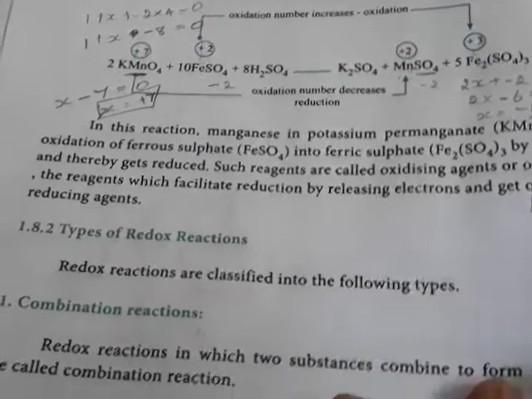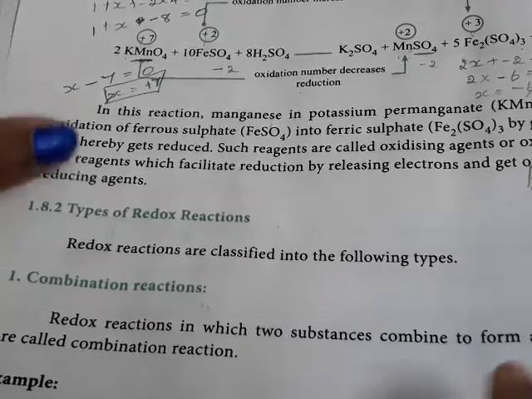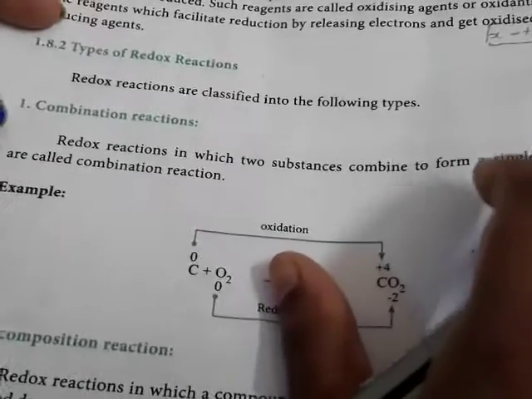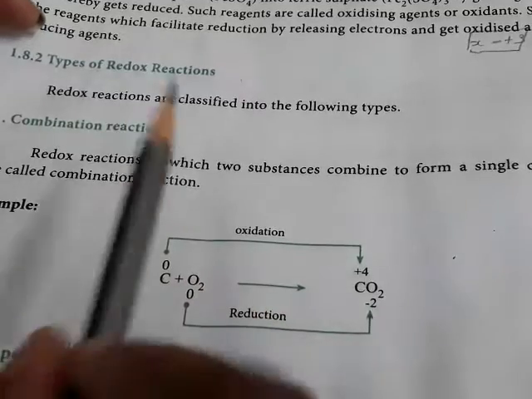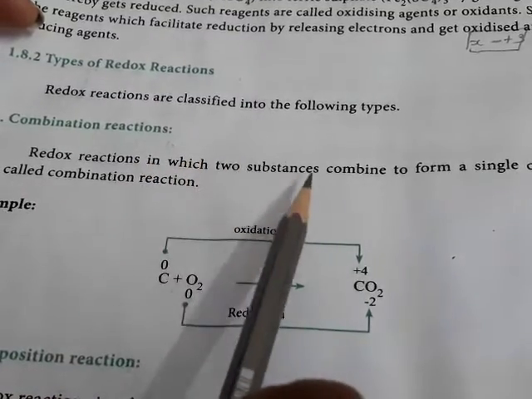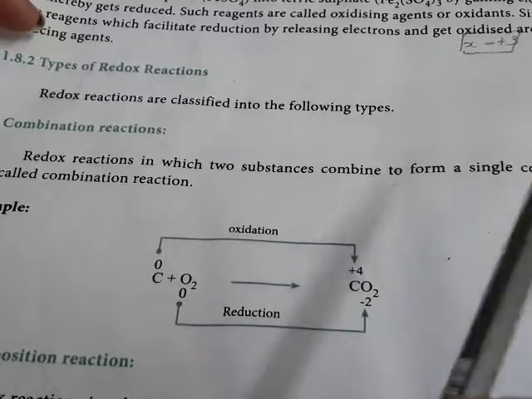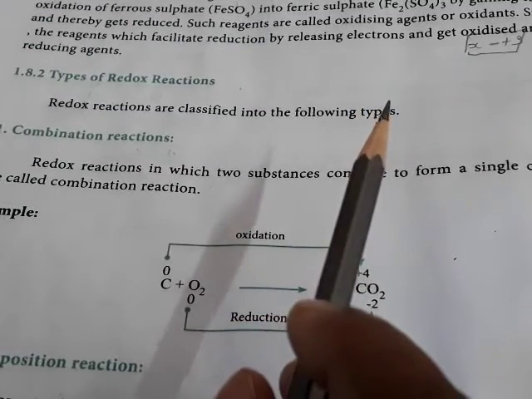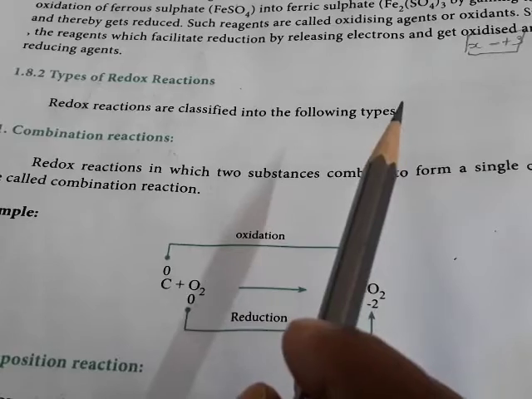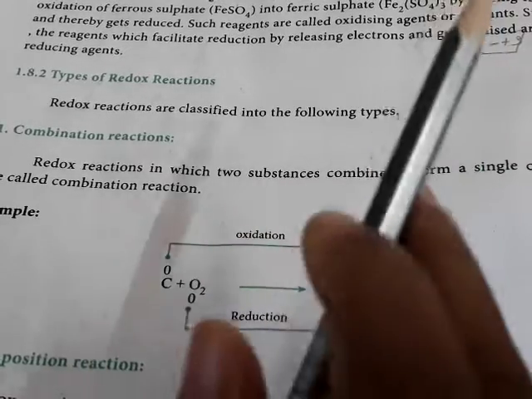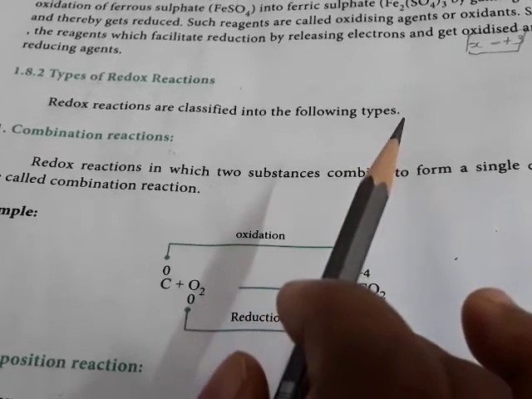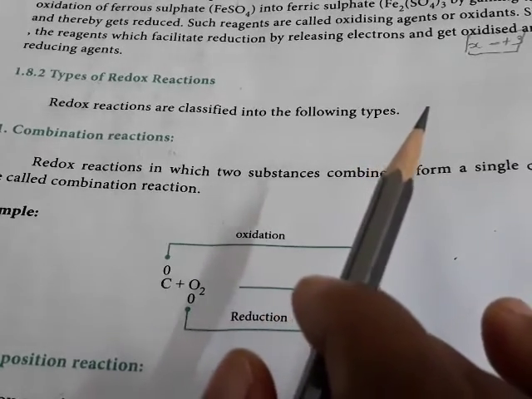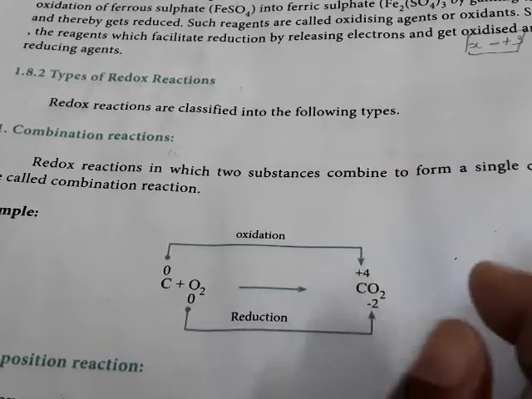So okay, this is the redox reaction. Now we are going to see some types of redox reaction. The first one is the combination reaction. What does combination reaction mean? It is a reaction in which two substances combine to form a single compound. The two reactants combine to form one product, one compound. That reaction is called the combination reaction. Of the two reactants, one acts as the oxidation, and the other acts as the reduction.